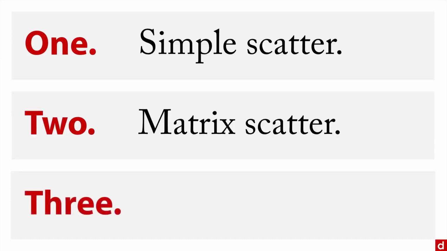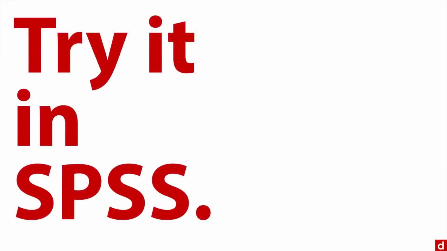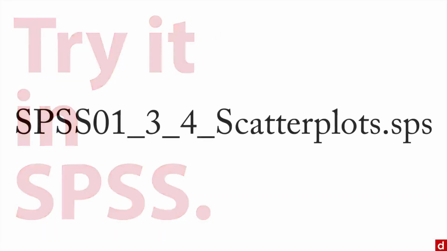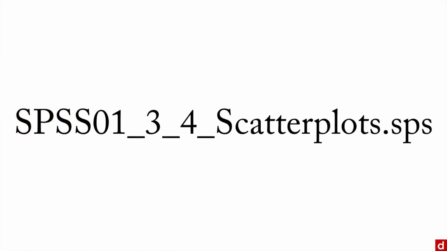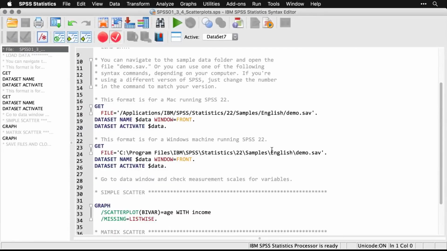And number three, SPSS is able to do a 3D scatter plot, but I'll have some words to say about that a little bit later. But let's try this and see how scatter plots work in SPSS, at least very basically. So just open up this syntax file and we can see how it works. When you open up the syntax file, we have the same situation where you can load the data. We'll use demo.sav, and you can use this command if you're on a Mac using version 22 and this command on Windows version 22.